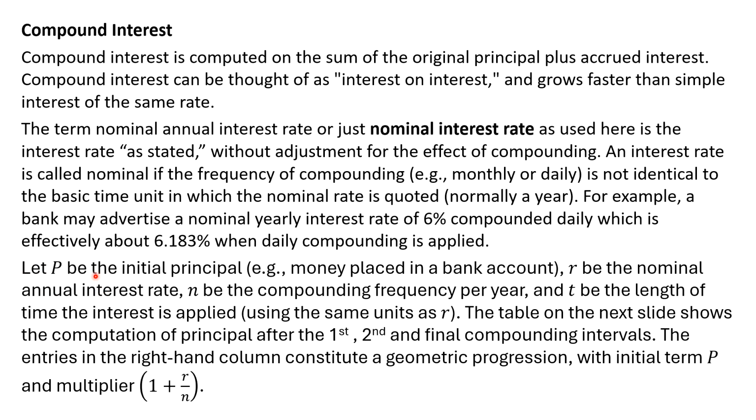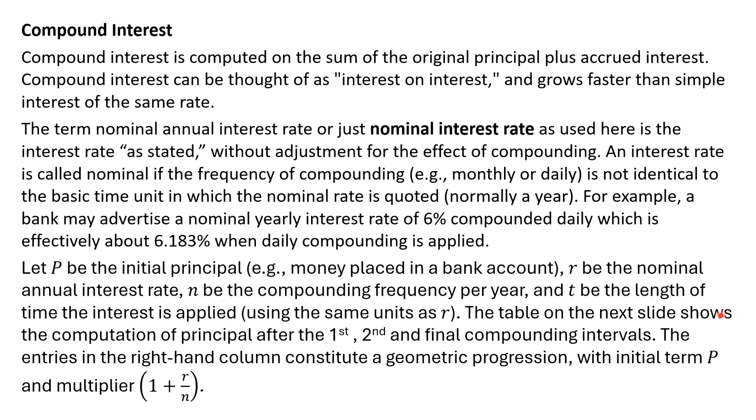I have some formulas I'm going to talk about on this slide and the next. Let P be the initial principal. So that's pretty typical for all the different types of interest computations, for example, the money placed at a bank. Let R be the nominal annual interest rate, annual, yearly, in other words, N be the compounding frequency per year, and T be the length of time the interest is applied, using the same units as R, our nominal interest rate.